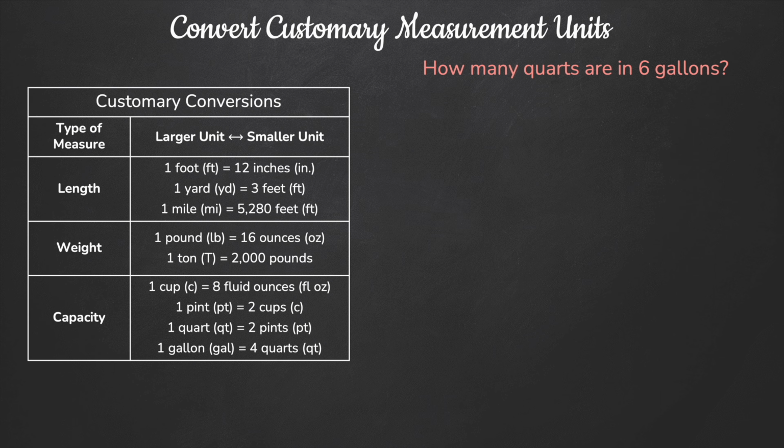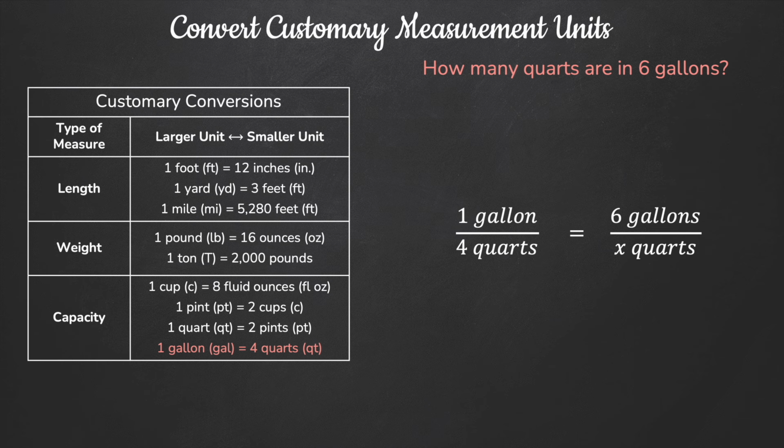Finally, we have how many quarts are in 6 gallons. Again, we're going to look for quarts and gallons on our table. And by now we should know that 1 gallon is equal to 4 quarts. So we're going to take the information from our table and write that as a ratio. Once we have that, we're going to set up our proportions. So in our question, we know that there are 6 gallons, so we write down 6 gallons, but we don't know how many quarts there are, so we write X quarts.